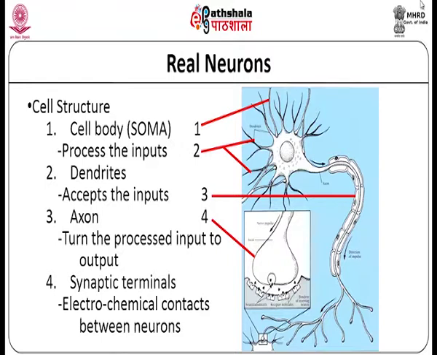So, these are the 4 components of the cell structure: the cell body and dendrites, which accept and process the inputs, an axon which will process the input and turn it to output, and synaptic terminals responsible for the interaction.